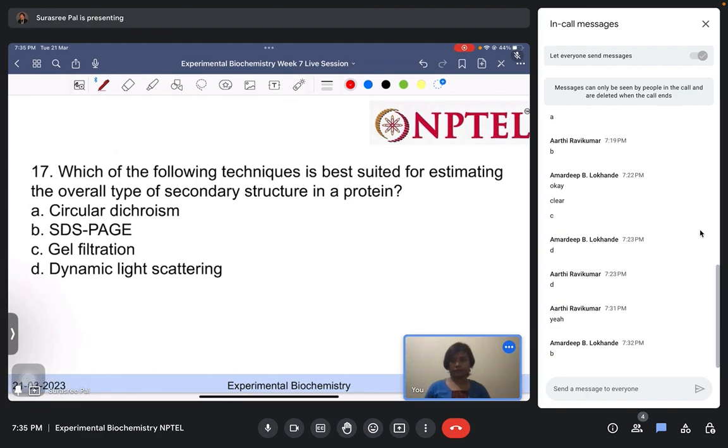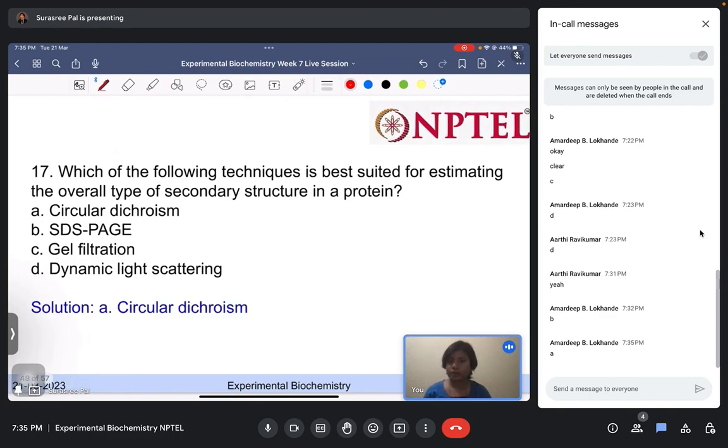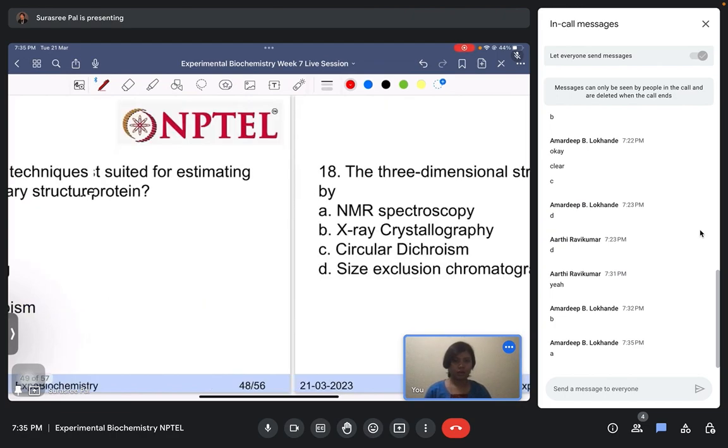Next question. Alright, so the technique which is best used for estimating overall secondary structure of a protein, that means the percentage of secondary structure, should be circular dichroism, from which we can determine the percentage of alpha helix and percentage of beta sheet of a protein. Next question.